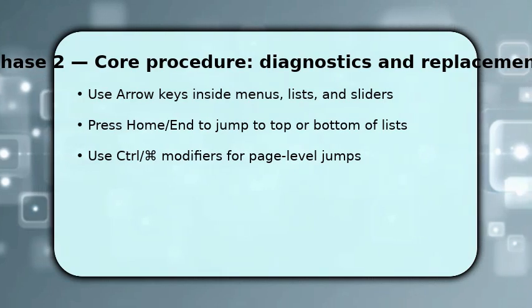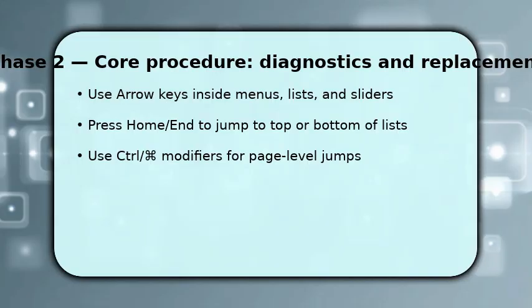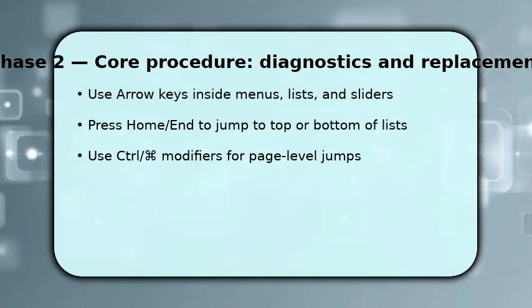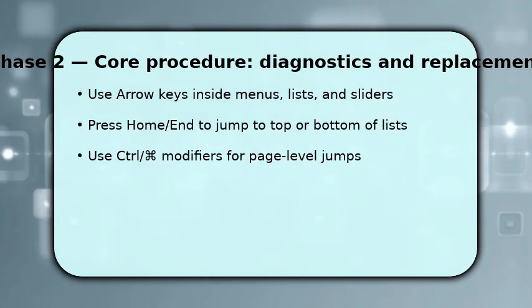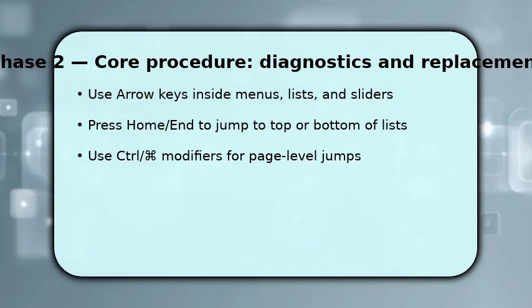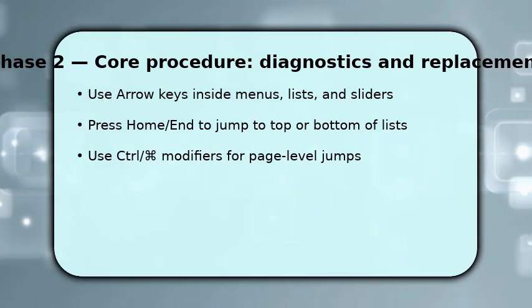Now, practice moving precisely. Use arrow keys to step through menu items and list controls because they change selection without losing context. Press Home or End to jump to list boundaries. This saves time when lists are long.